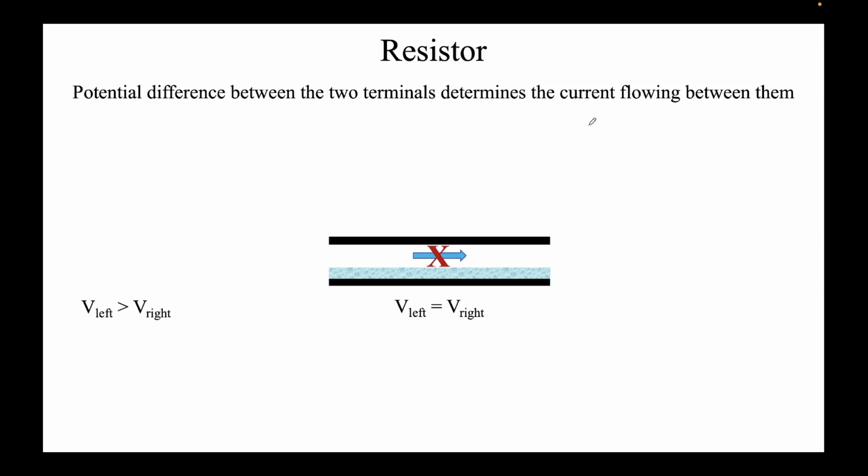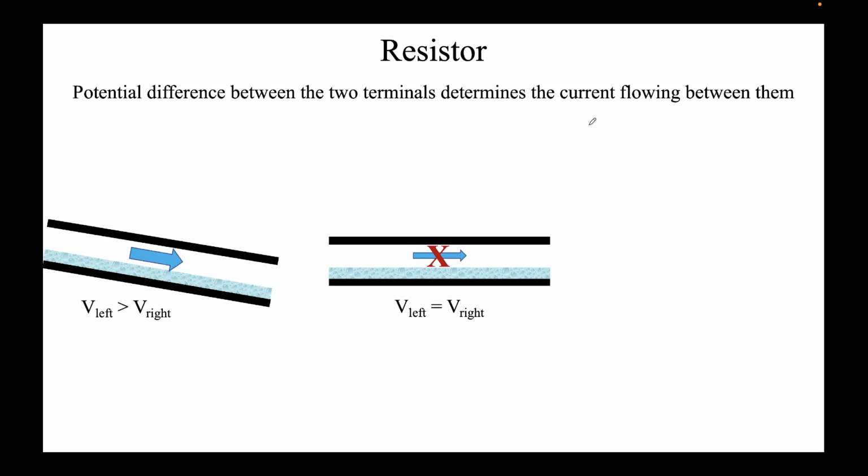Now let's do something different. Let's modify the system a little bit, in the sense that the potential on the left terminal is greater than the potential on the right terminal, right? This means essentially you're just tilting the pipe towards the right, so the right is at the bottom. Now naturally you would expect the water to flow from left to right. In electrical terms, since the potential on the left side is higher than the right side, the current will flow from left to right.